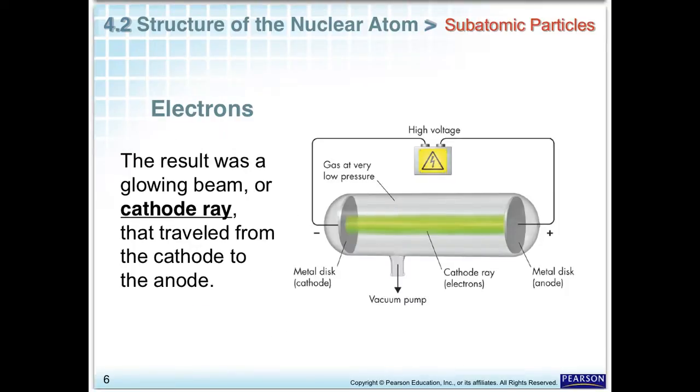Well, what happened when you turned on the electricity is there was a glowing beam inside the tube, and they called these beams cathode rays, and they traveled from the cathode here, which was the negative, and they traveled in this direction to the positive disc they called the anode.